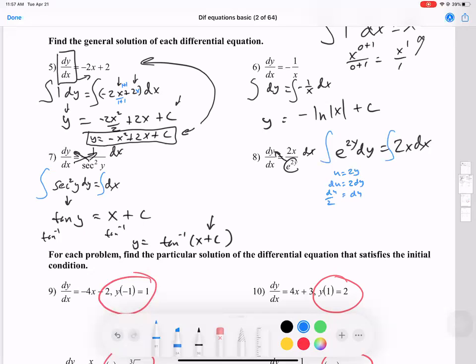Du over 2. Sorry, I did that kind of quickly. But if u was 2y, du would become 2 dy, because the derivative of y is dy. Solving for dy, move over the 2. When we rewrite this, this would be the integral of e to the u, and dy is now du over 2. Let's move the 2 to the outside: 1 over 2, integral of e to the u du. The u was 2y, so let's plug it back in: 1/2 e to the 2y.